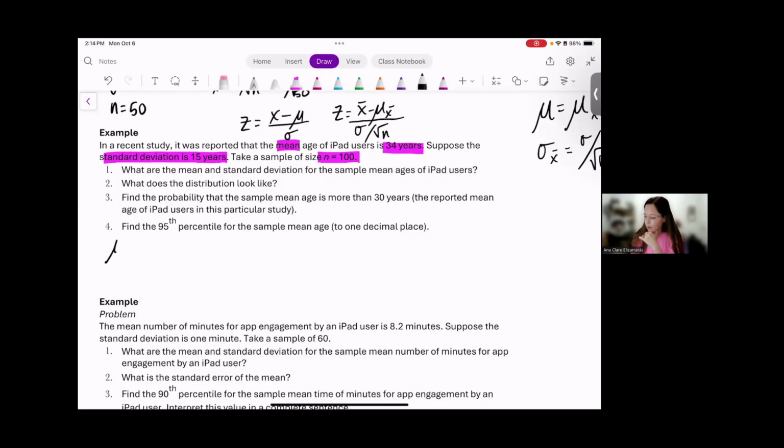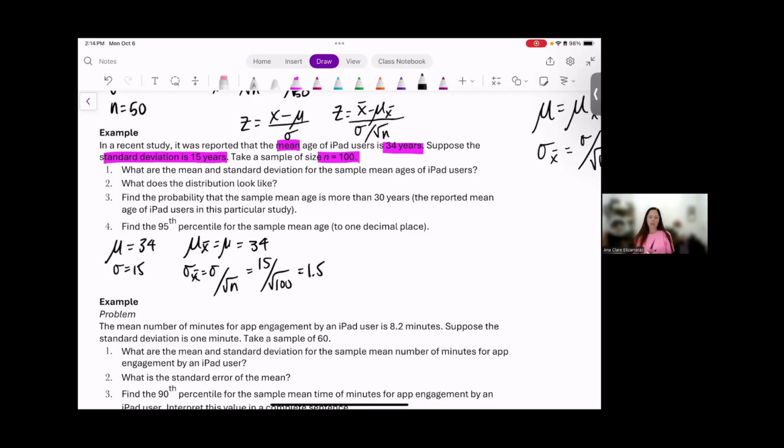Well, recall the mean was 34 and the standard deviation was 15. But for the sample mean, so the sampling distribution, that's the same as the population, which is 34. But the standard deviation is equal to the standard deviation of the population divided by the square root of the sample size. So we have 15 divided by the square root of 100. Square root of 100 is 10, and 15 divided by 10 is 1.5. So that is our new mean and standard deviation.